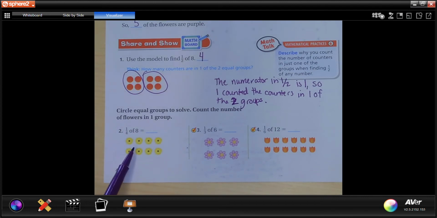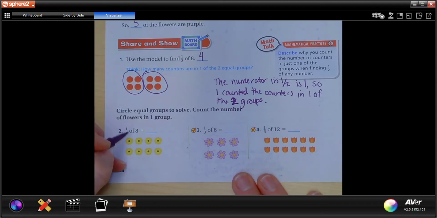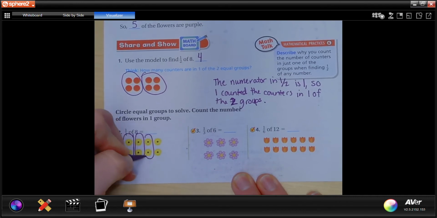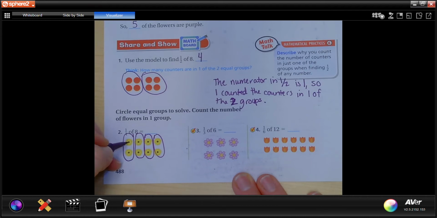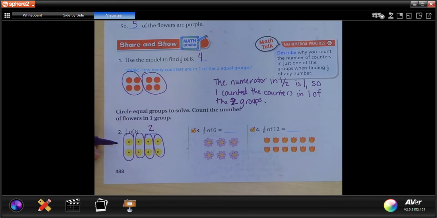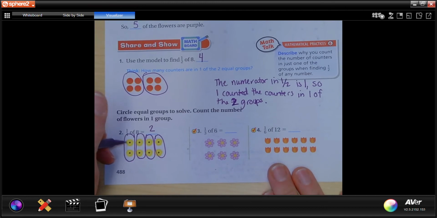Well, 8 is our total, right? 1, 2, 3, 4, 5, 6, 7, 8. We know that we need how many groups? Our denominator is 4, so we need 4 groups. So 1, 2, 3, 4. 4 groups. How many is in one? We need to count one group out of the 4 to find out what 1/4 of 8 is. So how many is in one group? Right, 2. There are 2 in each group, which means 2 is 1/4 of 8.